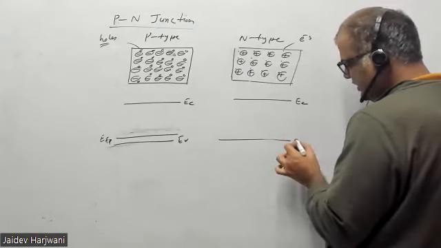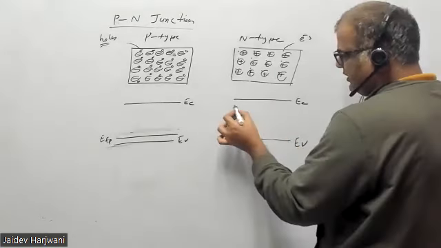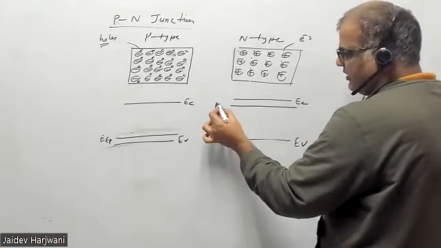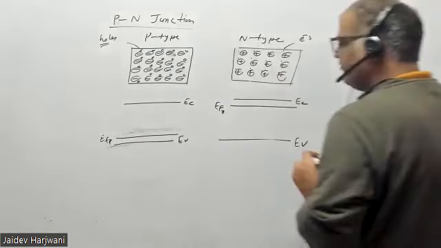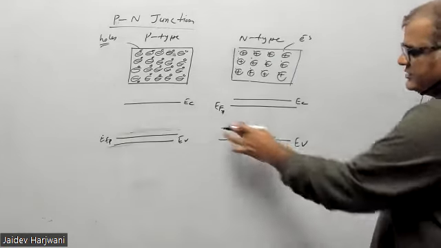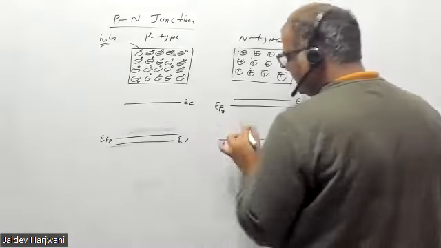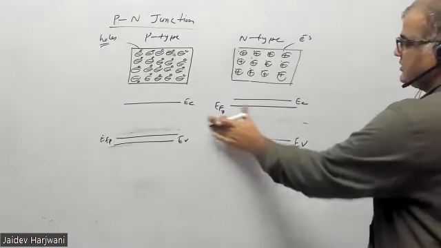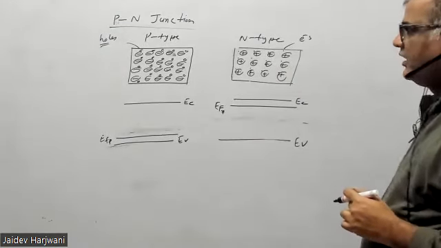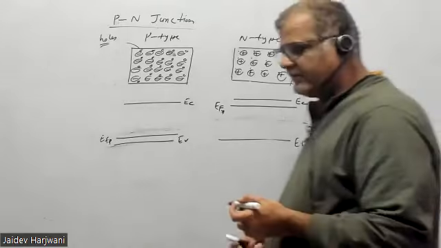So this is EC and this is your EV. And here you have the Fermi level, we call it EFN. EFP and EFN are the Fermi levels of the p-type and n-type material. The intrinsic Fermi level is present in between, but we don't require that here. So this is the condition in the beginning, when they are isolated and apart.